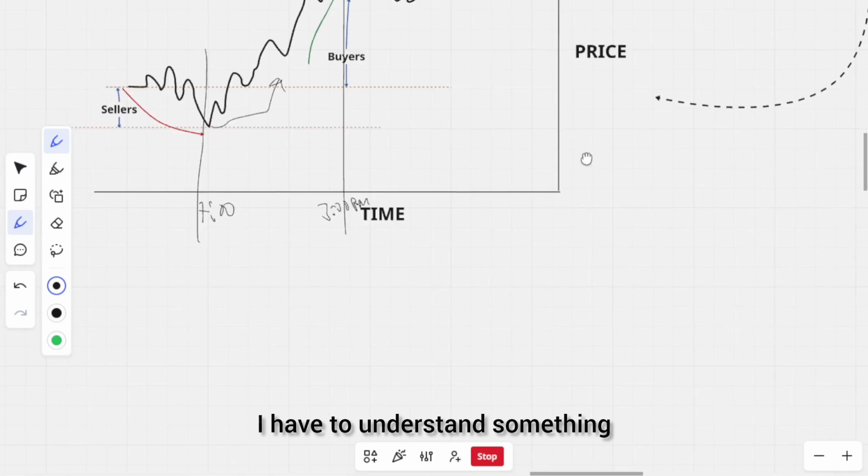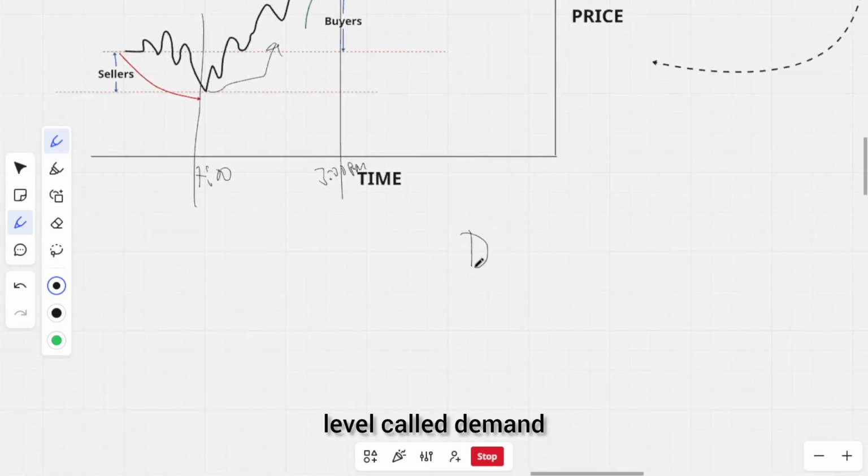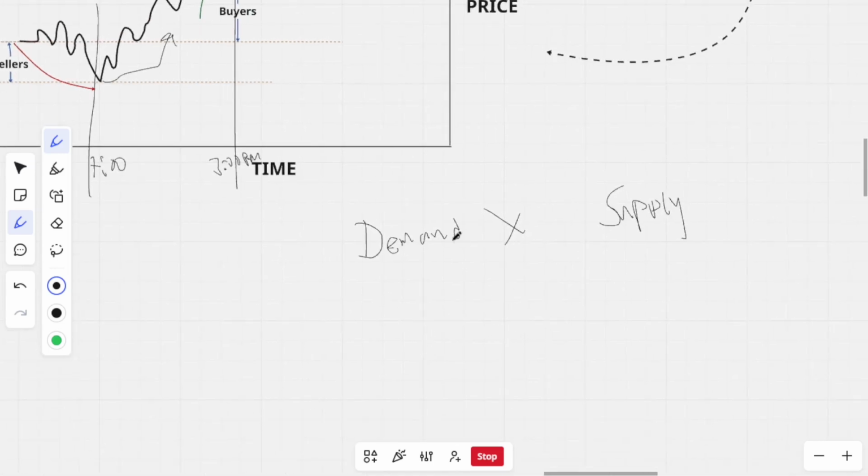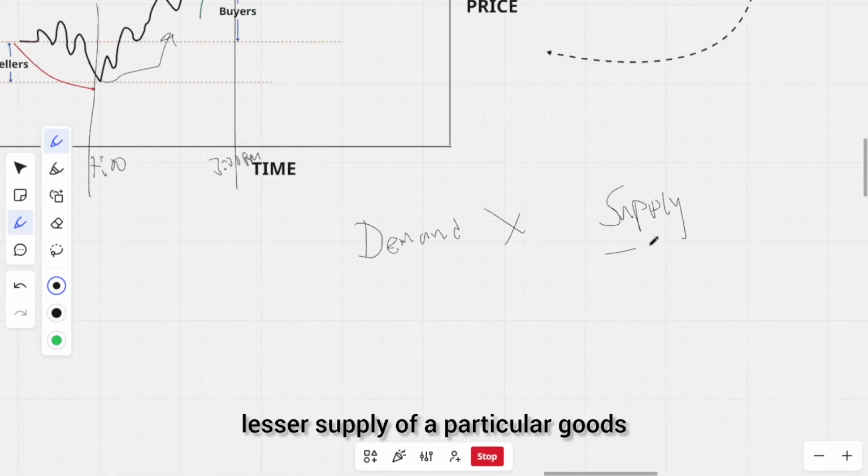Now you have to understand something. You have what we call demand and then supply. Demand and supply. In economics, this plays different roles. Now, what causes price increments? When there is lesser supply of a particular goods.